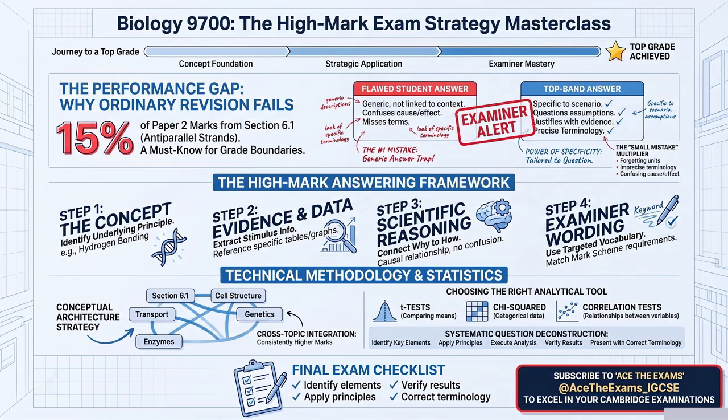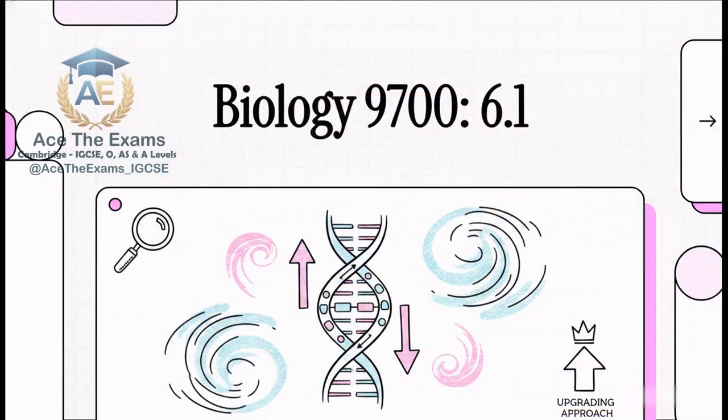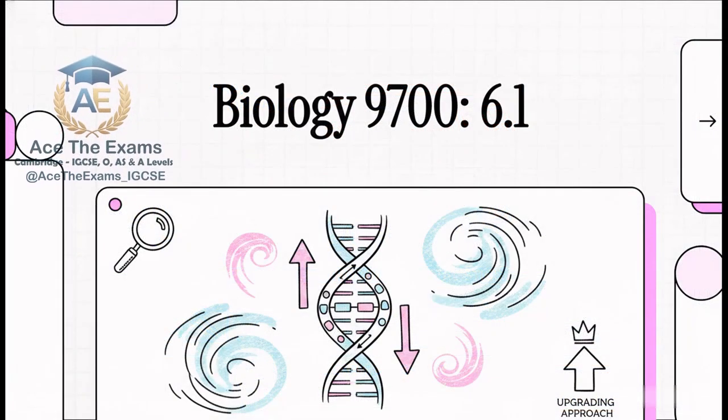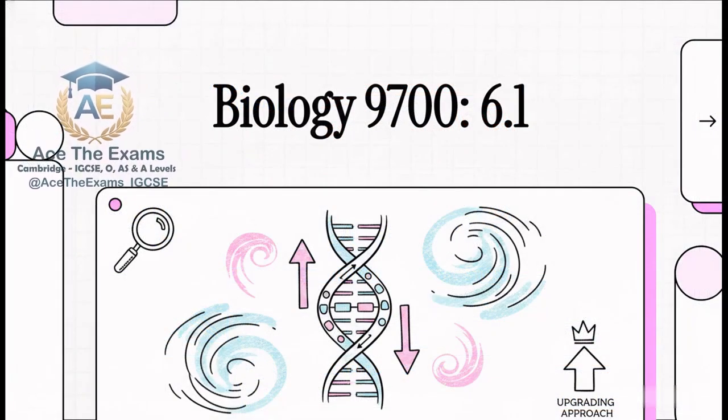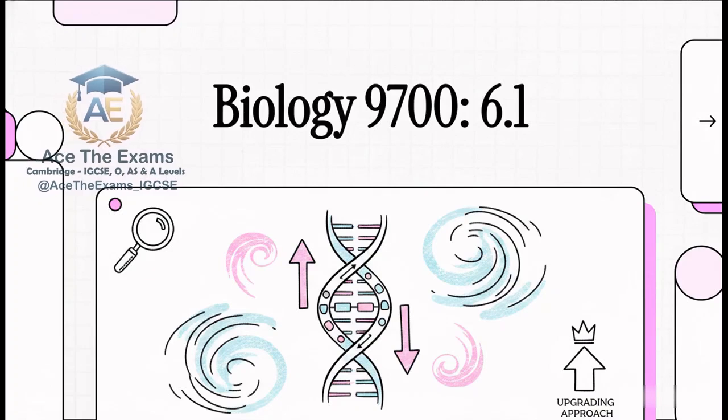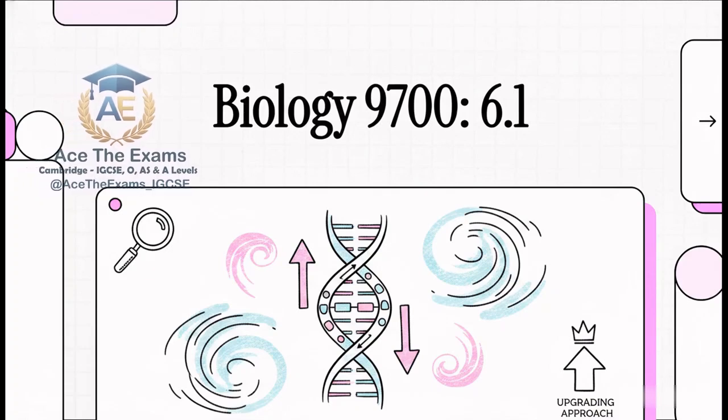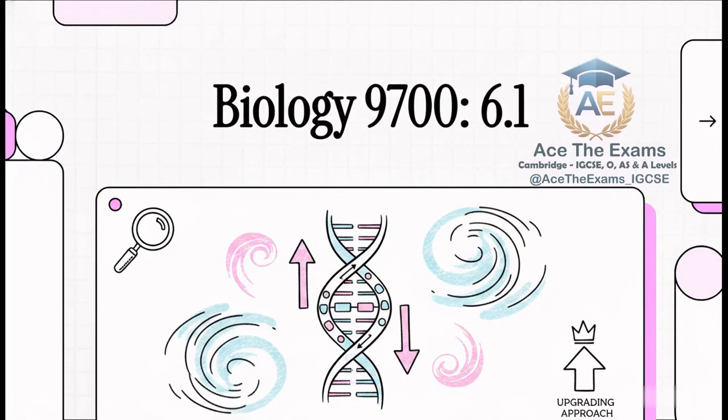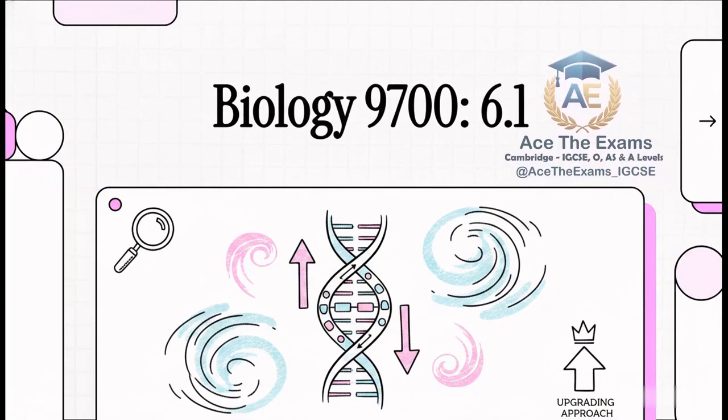All right, let's jump right in. Welcome to this explainer on a topic that quite literally makes or breaks a top-tier grade, Cambridge Biology 9700, specifically Section 6.1, Antiparallel Strands and Hydrogen Bonding. We are going straight into the deep end today. Absolutely zero fluff, just the pure examiner-approved strategies you need to completely master this topic.